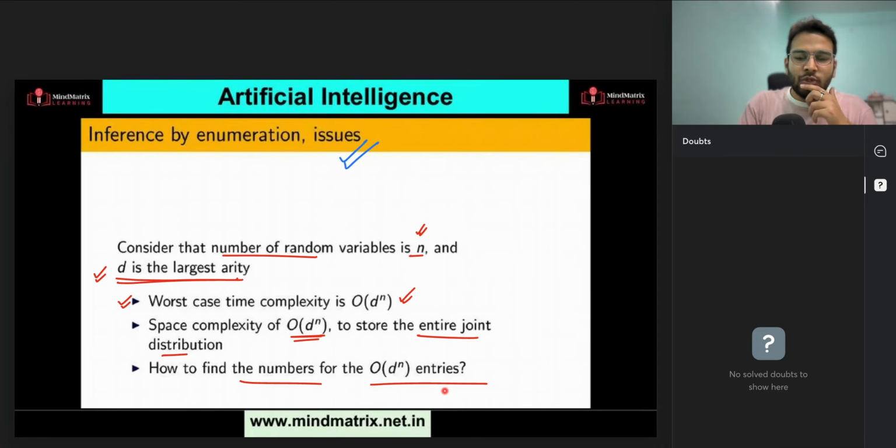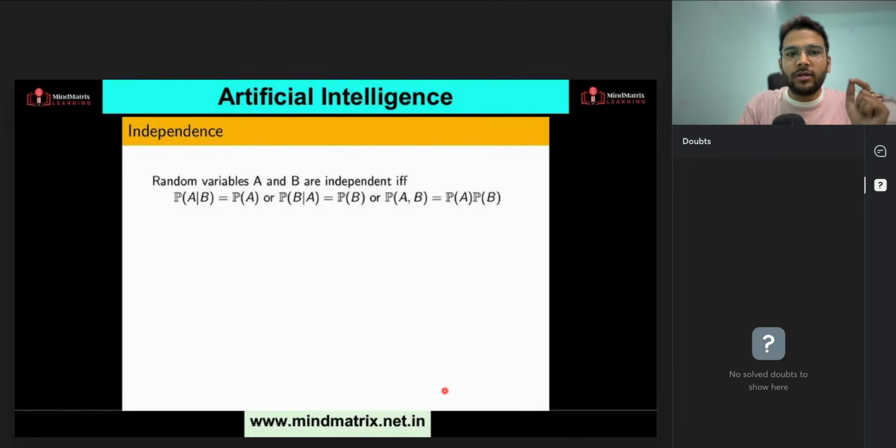Okay, so now how to tackle this problem? How can we reduce it? Now the question comes: we want to use joint probability distribution, but can we reduce this time complexity or maybe space complexity somehow, so that we don't have to compute this much and don't have to store this much, and still we can use the joint probability distribution? So in order to reduce it, now comes the next concept, that is independence.